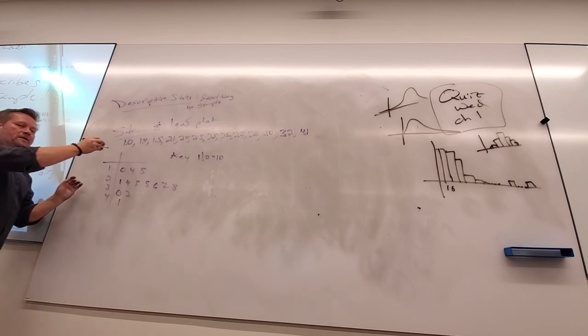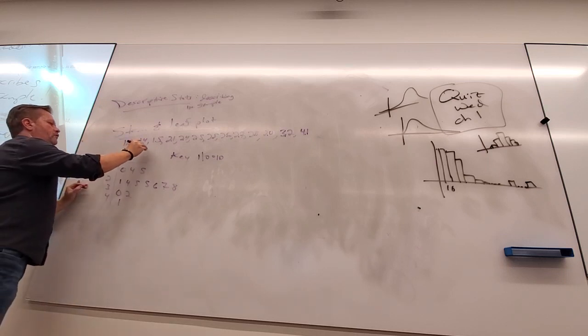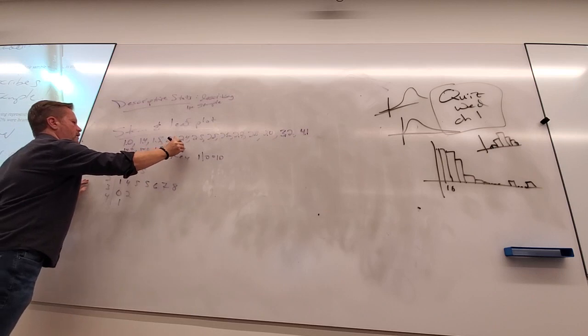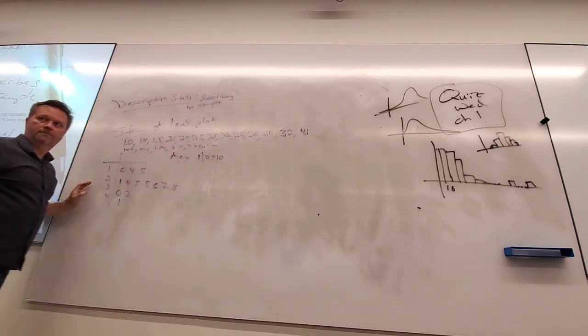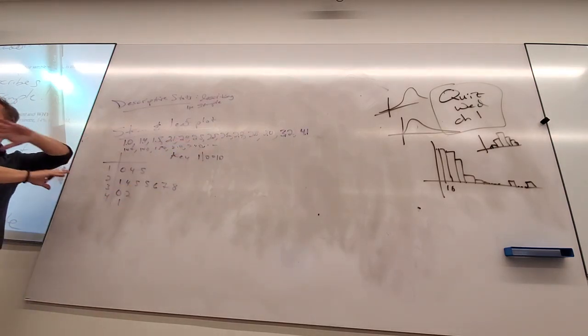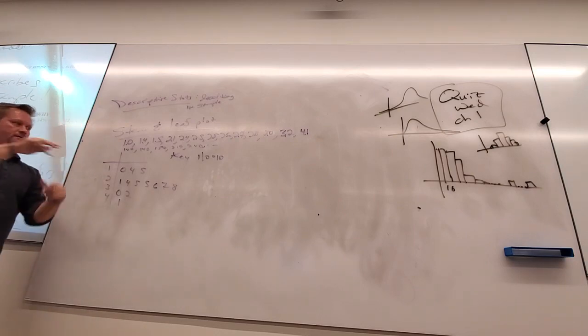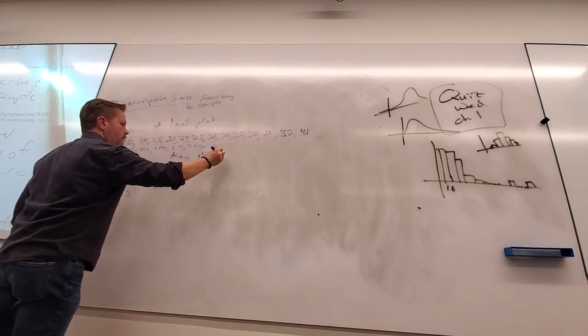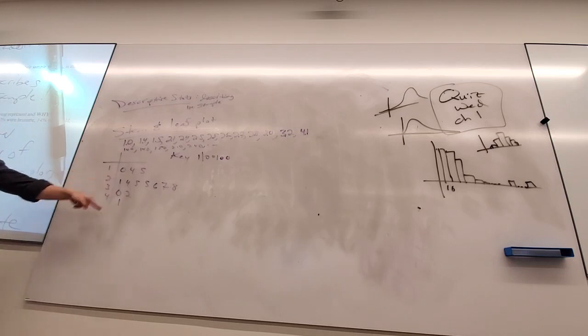What if my data was 100, 140, 150, 210, 240? This stays the same. What's 1.0 mean now? 100. Now I can read the whole thing. Do you guys see what I'm saying?